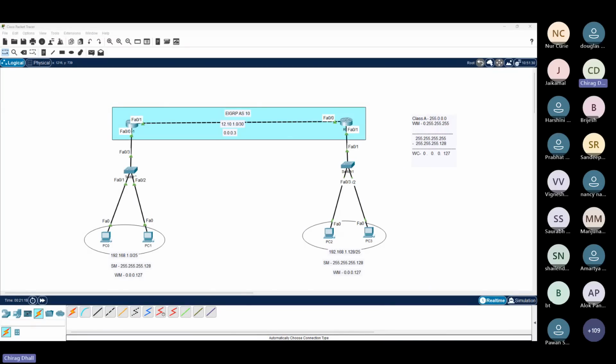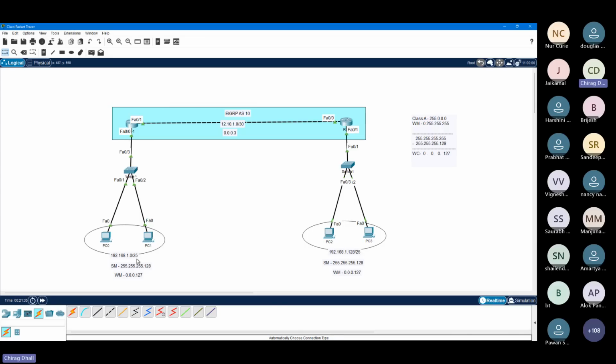How much address space are we using in this topology? We are taking it randomly. Like I have said earlier, this is a Packet Tracer scenario simulator which we are using for practicing. We are taking it randomly.